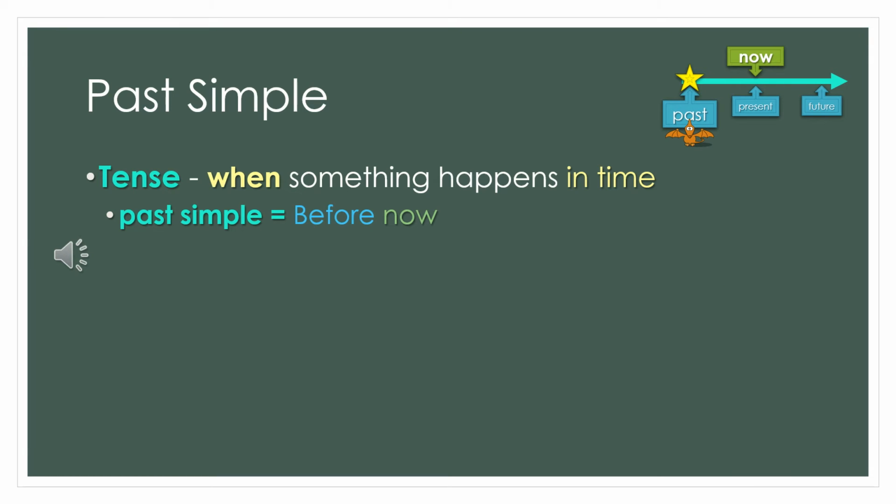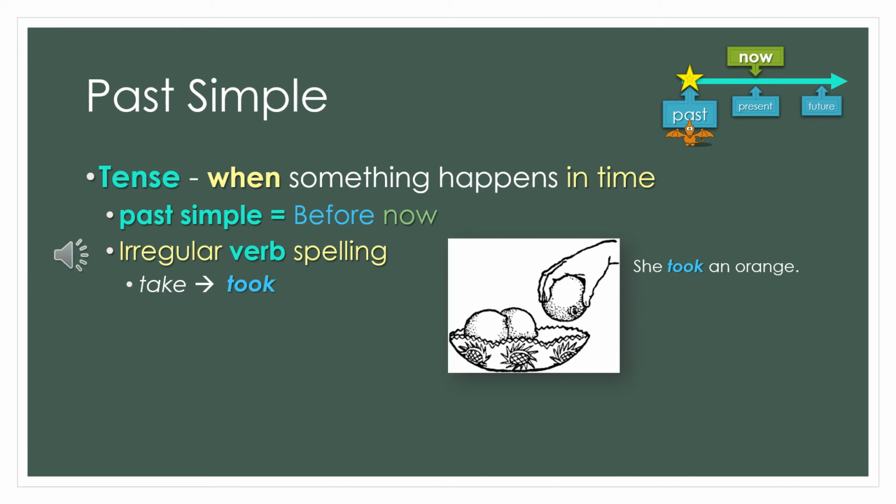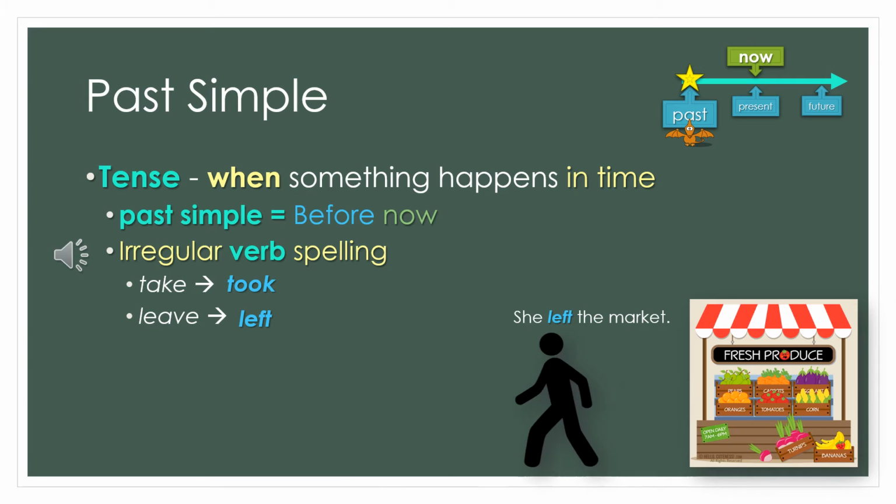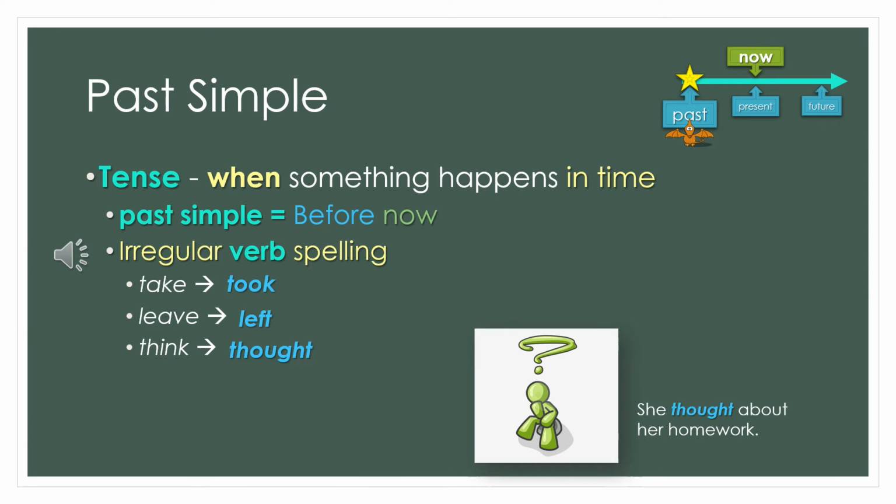To form the past simple with irregular verbs is a little harder. Irregular verbs do not follow the regular pattern. They are spelled differently. For example, take becomes took. She took an orange. Leave becomes left. She left the market. Think becomes thought. She thought about her homework.